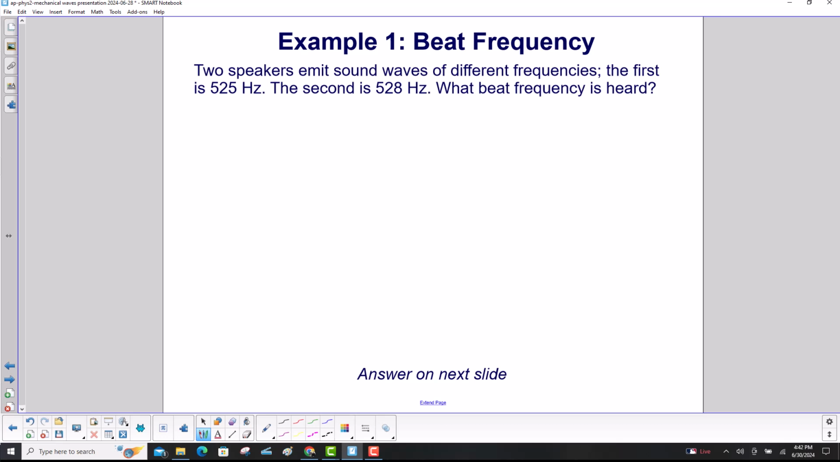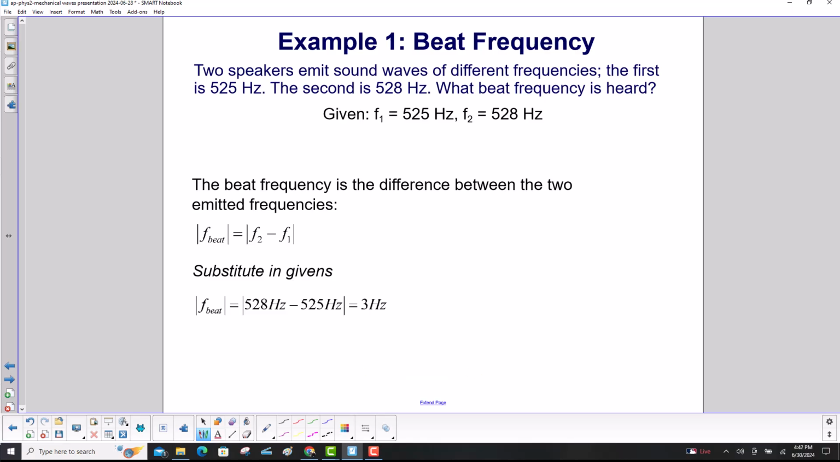Two speakers emit sound waves of different frequencies. The first is 525 Hz, the second is 528 Hz. What beat frequency is heard? We are given two waves with different frequencies that are very close to each other. So the beat frequency is the difference between those two emitted frequencies. So F2 minus F1, 528 Hz minus 525 Hz. The beat frequency is 3 Hz.